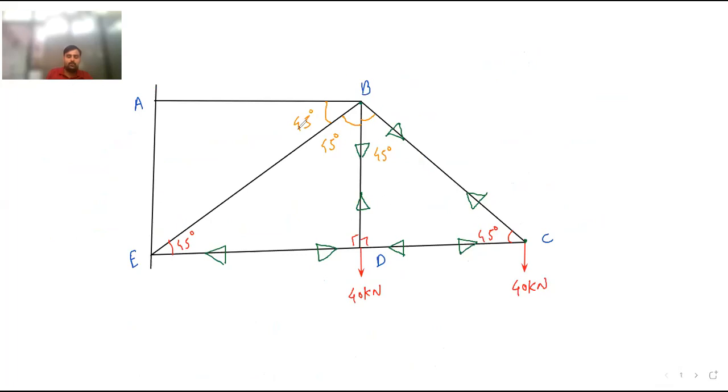So here I can show FBE is compressive, so the arrow is towards the joint. The arrow will be like this, compressive towards the joint. And FBA is tensile, so the arrow is away from the joint. This is your final diagram of the truss. By seeing these arrows, you can see which member carries which type of force, the nature of force. You come to know it by seeing the diagram only.